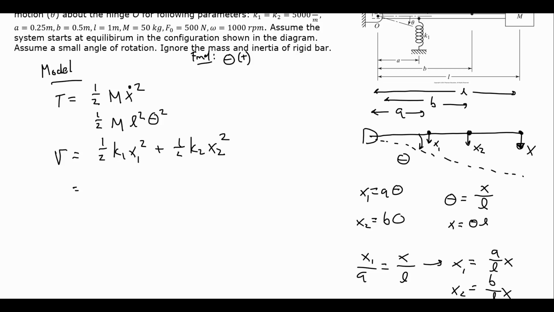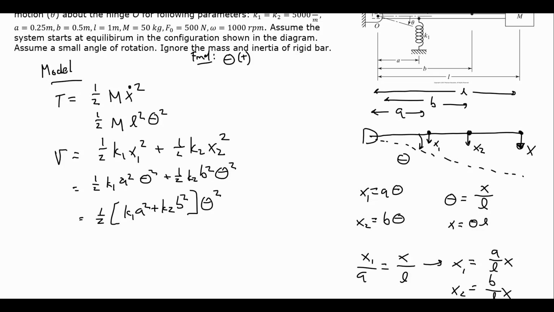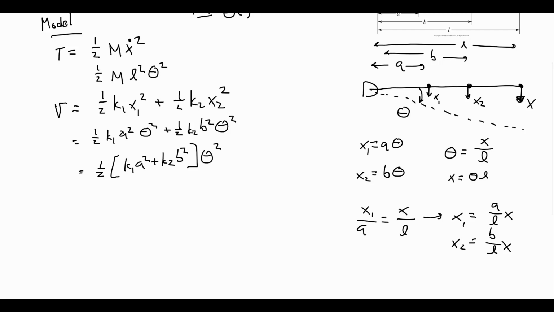So this will become 1/2 k1 a squared theta squared plus 1/2 k2 b squared theta squared. And now factoring out that 1/2, I'll be left with k1 a squared plus k2 b squared, times theta squared. Now, everything's in terms of theta, still no Rayleigh dissipation, that's going to look the same. Now I can write my equation of motion.